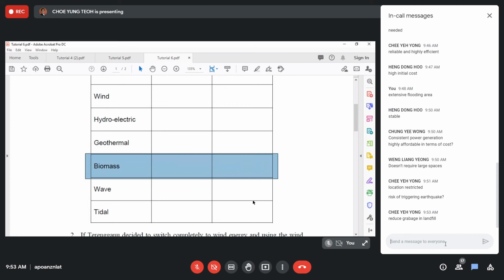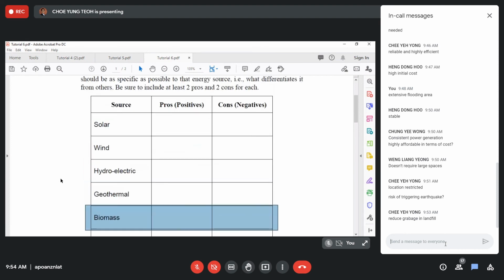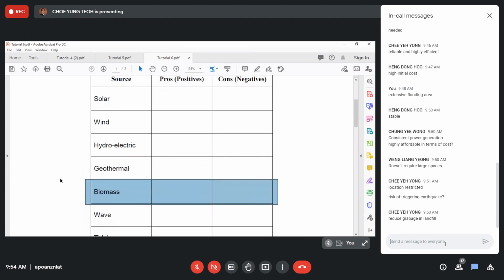Normally, when we talk about biomass, there are two main points: reduce the waste and carbon neutral. But for this case, if I want to use the point of carbon neutral, how do I make it different from others? Carbon neutral refers to biomass not generating extra carbon dioxide. It means that if you burn the biomass, you release carbon dioxide. If you don't burn the biomass, the microorganisms will decompose it and release the carbon dioxide. So we can explain it this way.